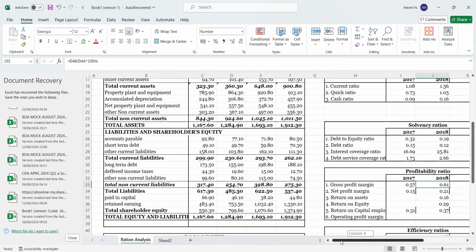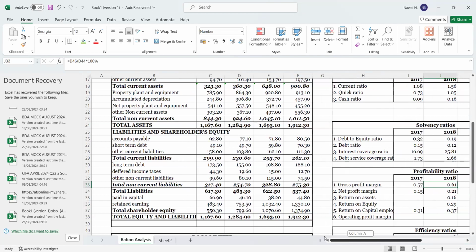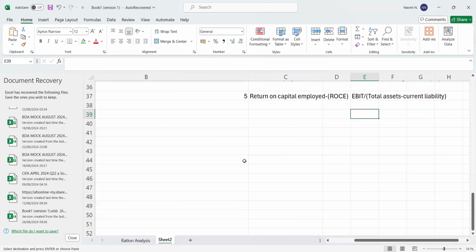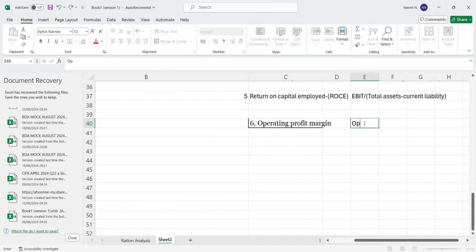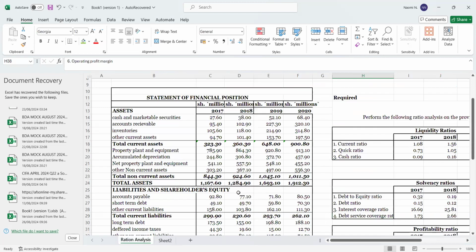So on the operating profit, it is homework. Guys, try to see whether you can find the operating profit and the formula for operating profit. Let me just write it here. The formula for operating profit is equal to operating income divided by net sales times 100. Please try and calculate that one.